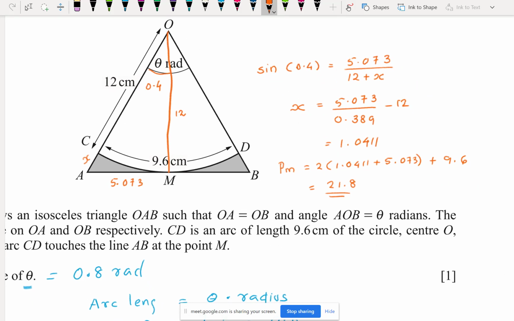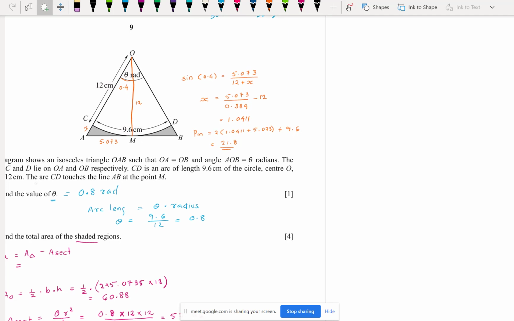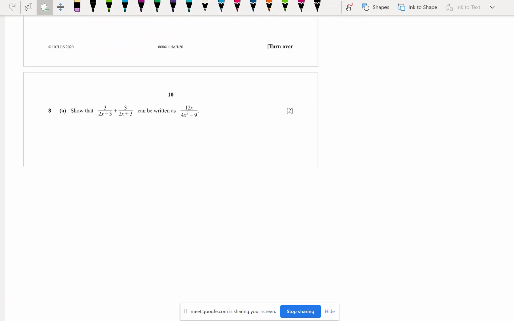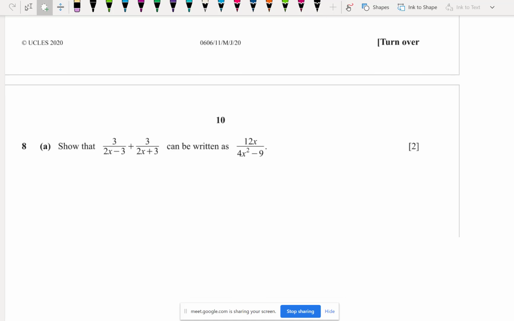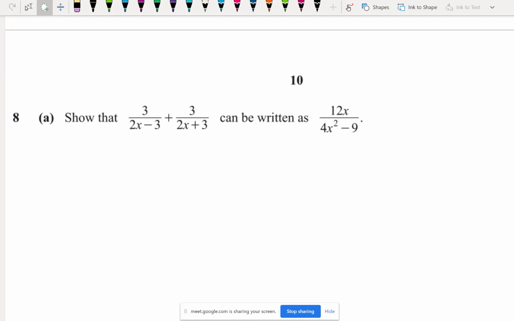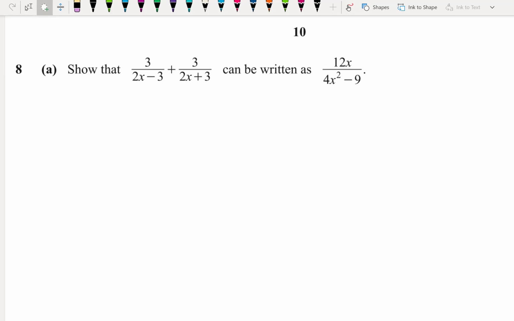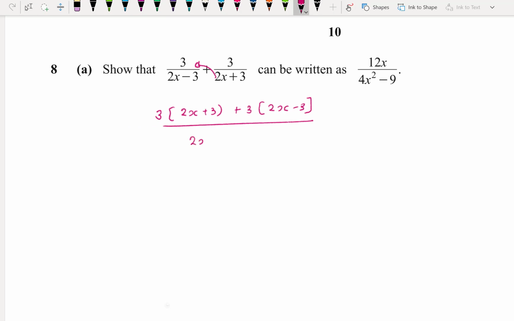Yes. Okay, very well. Doesn't matter. Let me continue to the next question. Amrita, here, question number 8 says, show that these two are the same. How do we do this, Amrita? Well, it's very simple. You just need to find the LCM, right? So, 3 multiplied by 2x plus 3, plus 3 multiplied by 2x minus 3, divide this whole thing by 2x plus 3 multiplied by 2x minus 3.